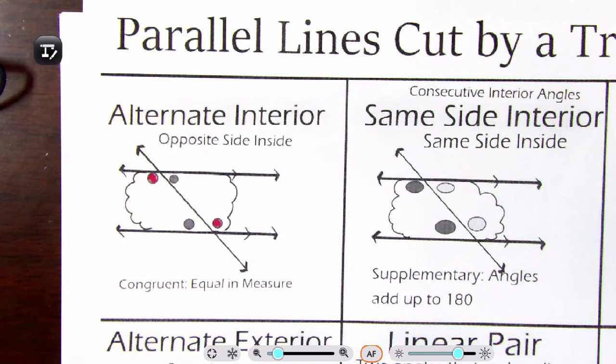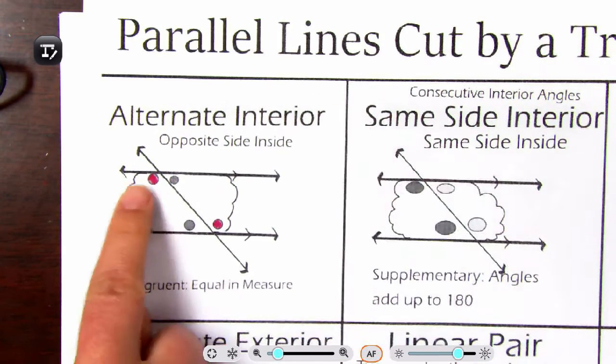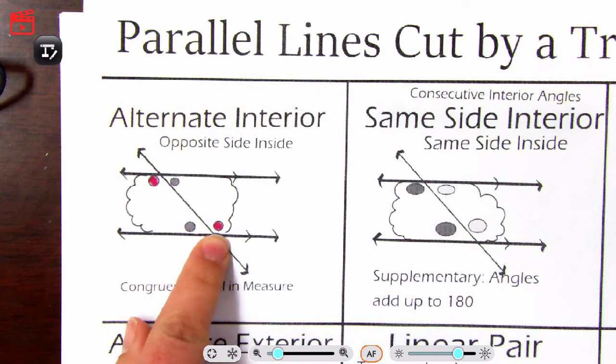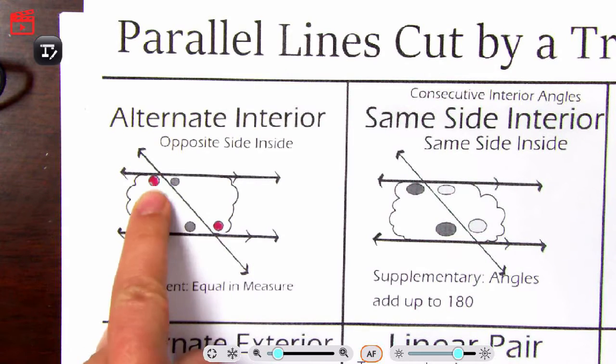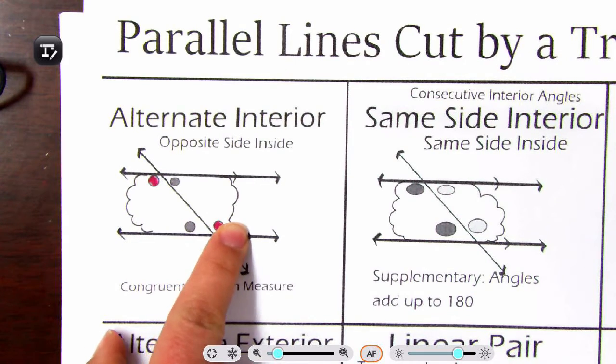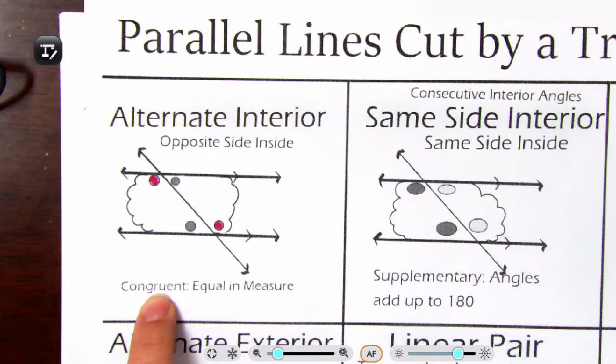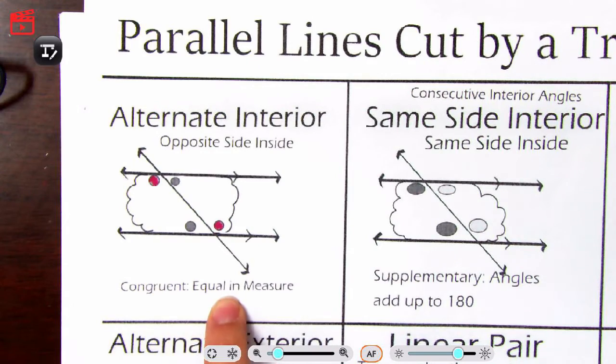When you're going through these, make sure you state what you have, what that means, and what that means. So what I mean by that is, what do we have? We have alternate interior angles. What does that mean? That means they are on the opposite side on the inside. And what does that mean? That means they are congruent. And what does that mean? That means they are equal in measure.